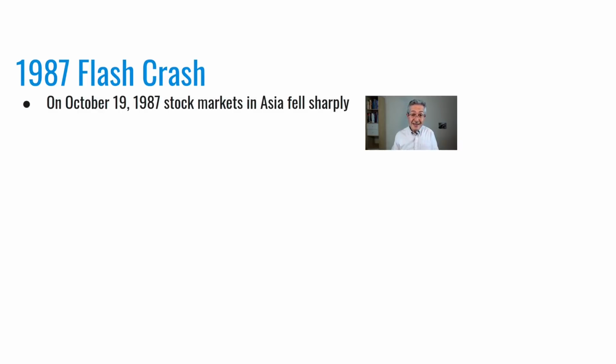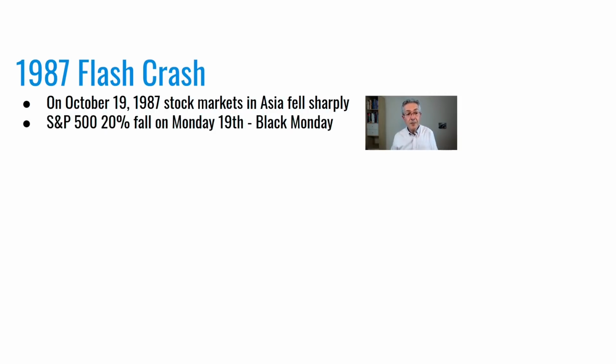The 1987 flash crash started off on October the 19th, and it started off in the Asian markets. And the effect on the S&P was considerable. There was a huge fall of 20% on the S&P 500 over the space of one day. And that was on Monday the 19th of October, which is now known as Black Monday. And after Asia had crashed, as each market opened, it also crashed. So first there was Europe, and then it was the US.